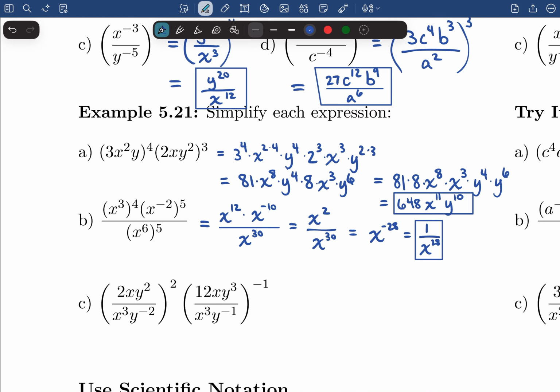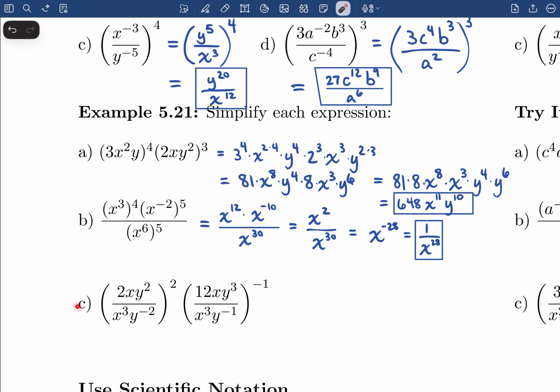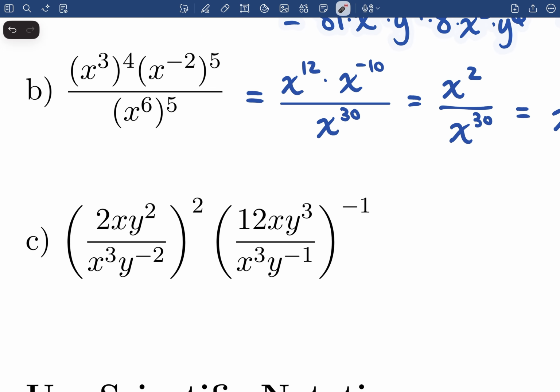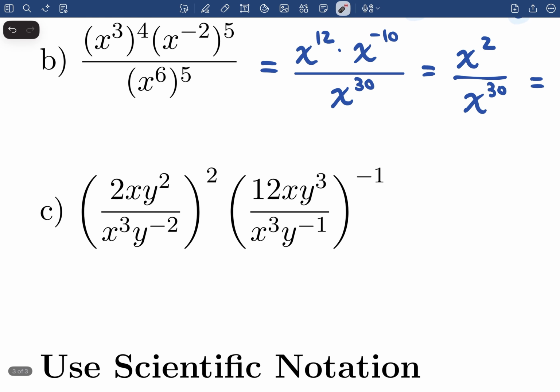Great. And now let's address this part C right here. So we see a lot going on in these expressions, but it can be simplified. Our goal is to simplify this. So we just start digging in and seeing what we can accomplish.